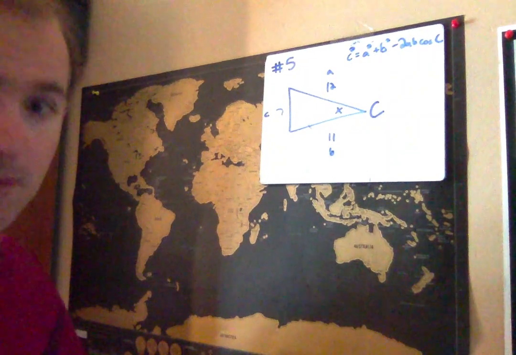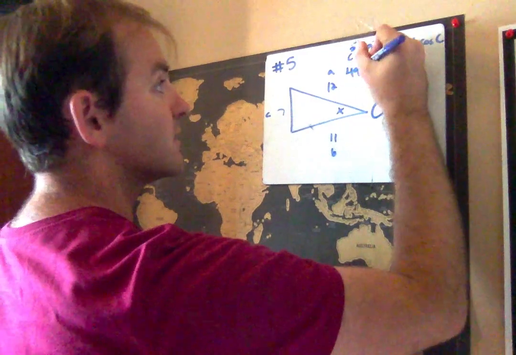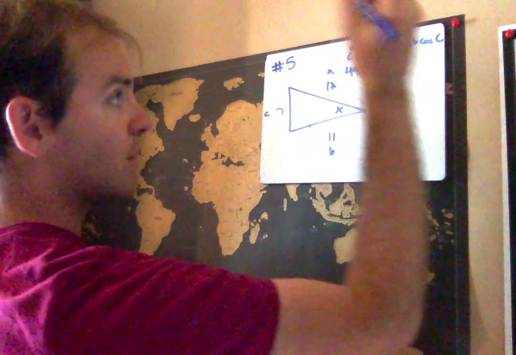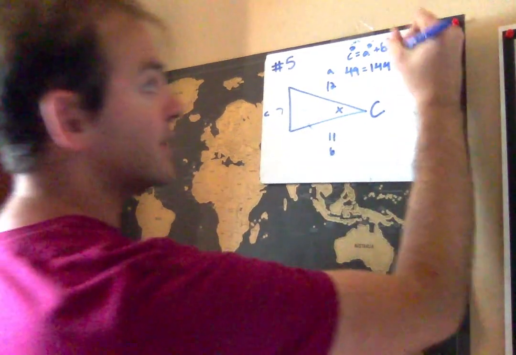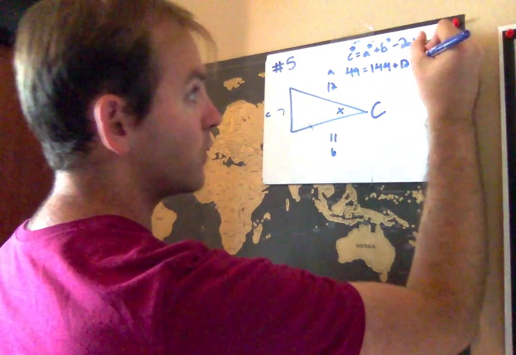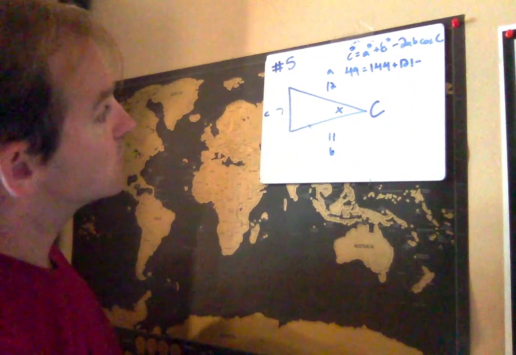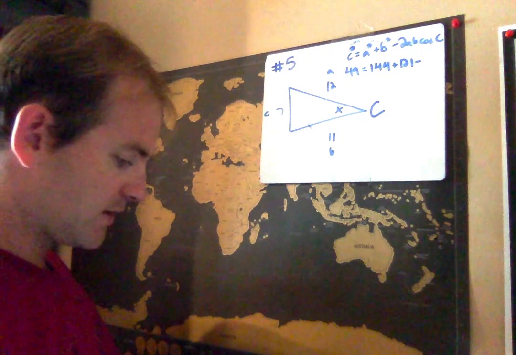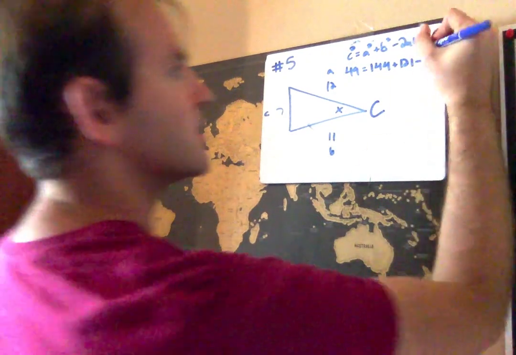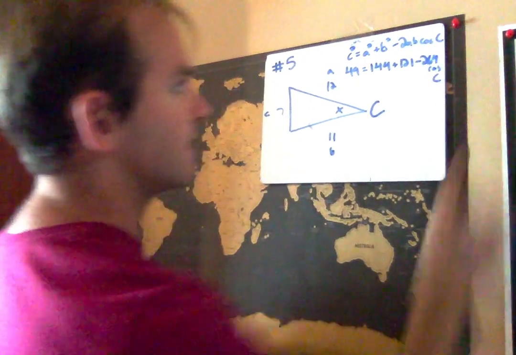All right, so let's start plugging in. C is 7, so 7 squared is 49. A is 12, and 12 squared is 144. B is 11, and 11 squared is 121. Then, let's see, 2 times 12, that's 24, and 24 times 11 is 264. So minus 264 cosine C.